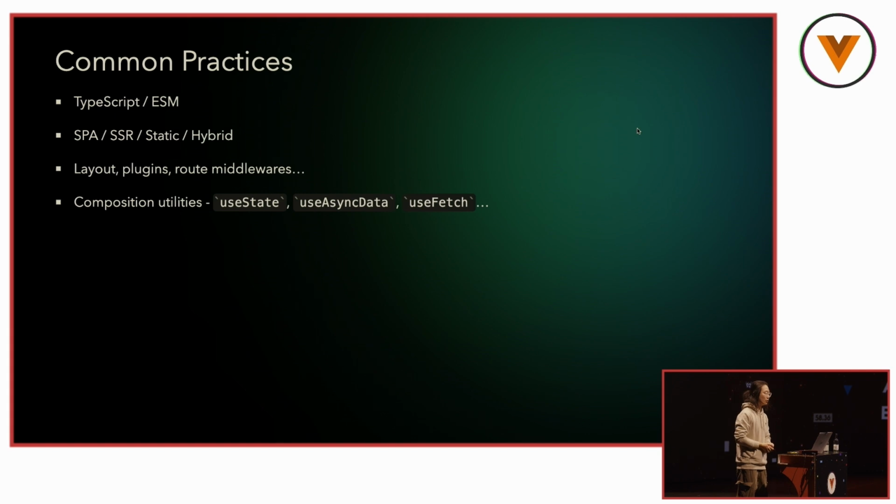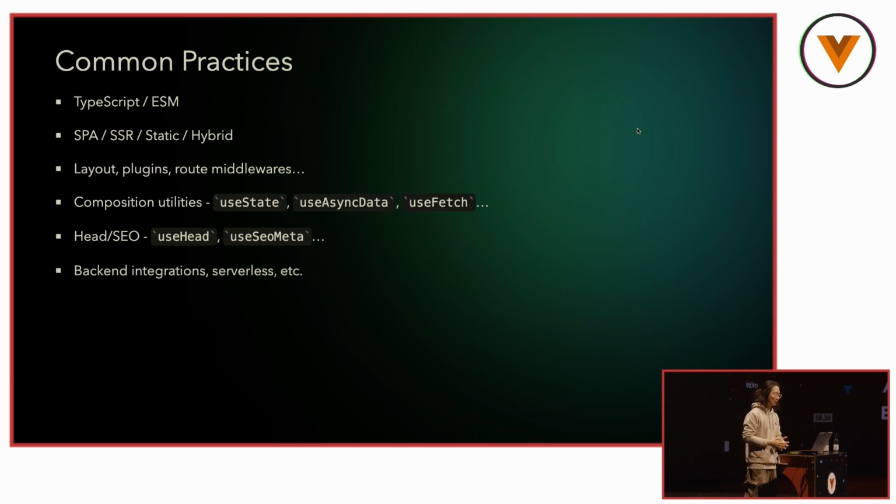Then we also introduced some common composition utilities like useState and useAsyncData, or SEO utilities like useHead or useSeoMeta. All of them help you maintain the state from your server side to the client side without much effort. Not to mention, we have one of the best backend integrations, powered by Nitro, so you can deploy your Nuxt apps to Vercel, Netlify, Cloudflare, or any hosting service with zero config.